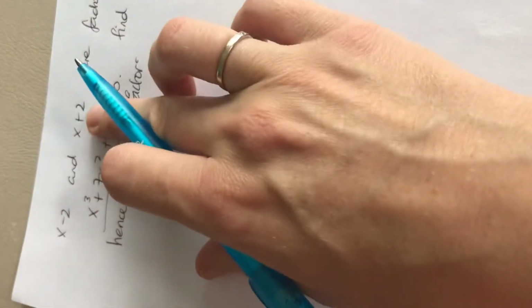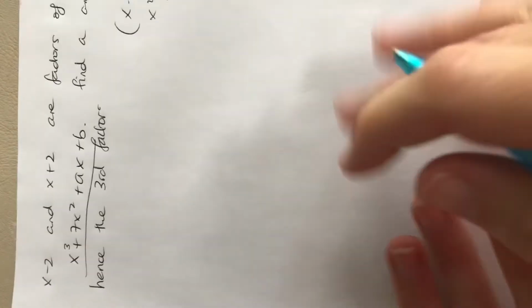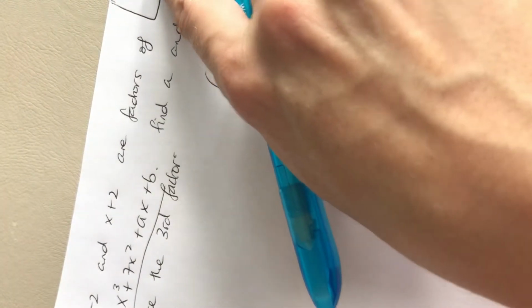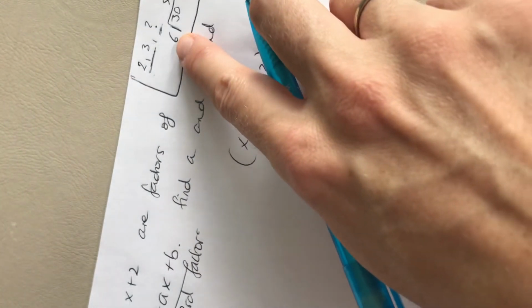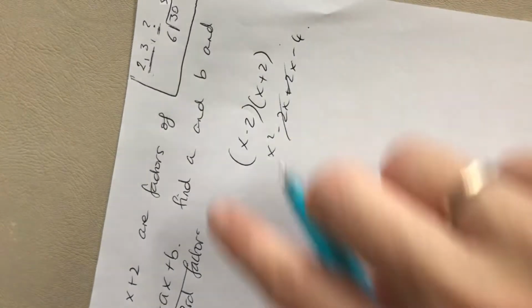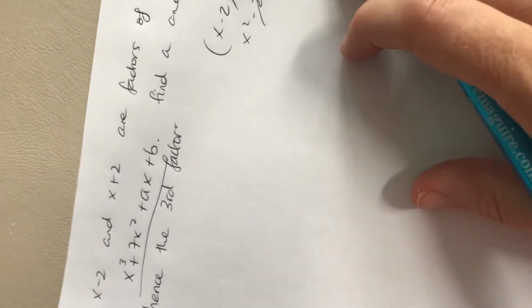So you can take that to the side if you want. x minus 2 by x plus 2. Work it out. That's x squared minus 2x plus 2x minus 4. Okay, they cross off. So that's like my 6, you know, let's say. I got my two factors and I multiplied them. I got this. I'm going to divide that into my cubic.